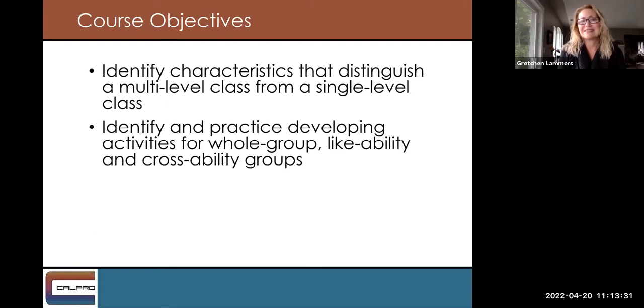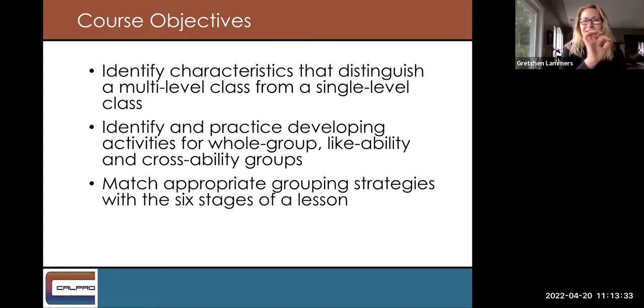This is golden. This is really golden. And even more exciting, we are going to learn how to match those grouping strategies appropriately in the 6 stages of a lesson plan. In a few slides down the road, we're going to look at what the 6 stages of a lesson are. We're going to just review that in case we need to, because we do always. Even after 30 years, I need to review.